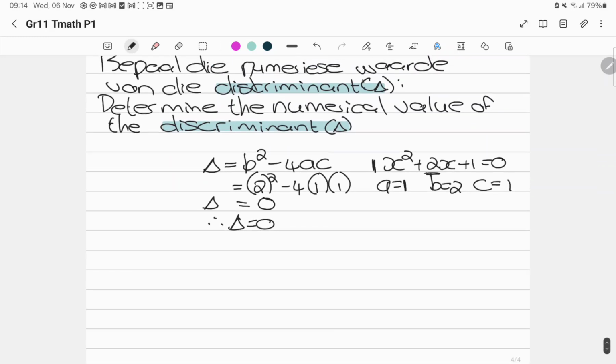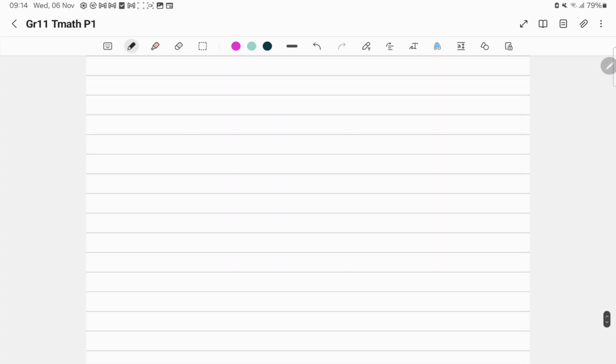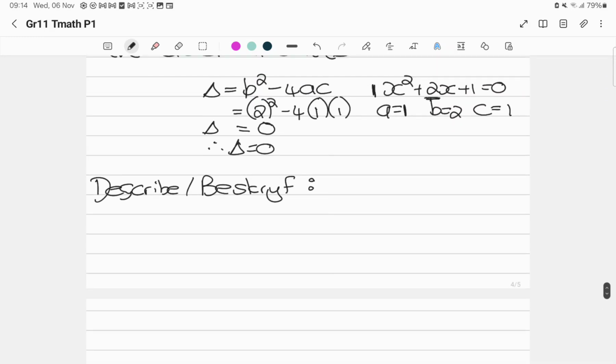Now I can go on to the next question, which asks you to describe the nature of a root. Beskryf die aard van die wortel. So now I need to know what this is. Remember, there are 3 things you need to mention. The first one is, is it equal or unequal? Gelijk of ongelijk. When it is equal, it will be equal to 0. If it is unequal, your answer will not be 0. It can be 2, 5, minus 7, but anything that's not 0.